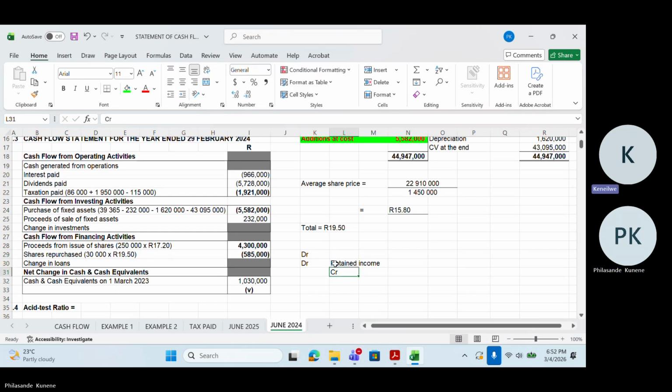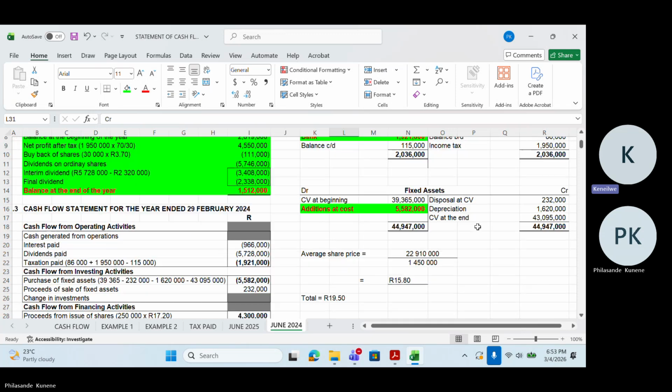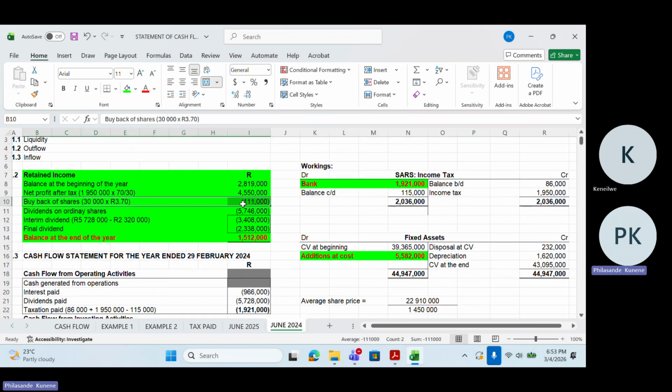And you crediting... no, it's the other way around. I'm crediting retained income, and you're debiting ordinary share capital. Wait, but isn't there supposed to be... no, one is missing. Three accounts are affected. I'm debiting bank. Is it like this? Look what's happening here. Share buyback.